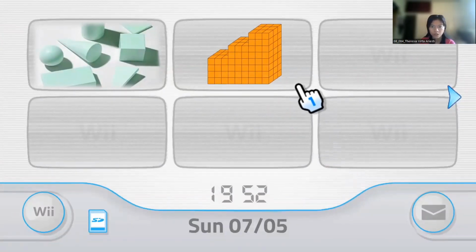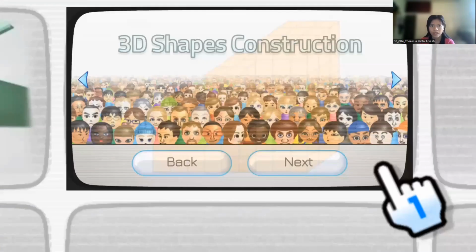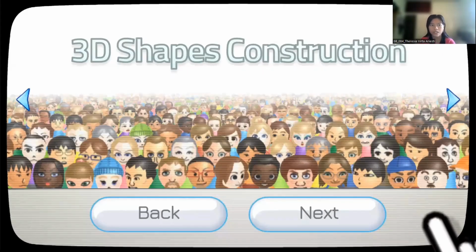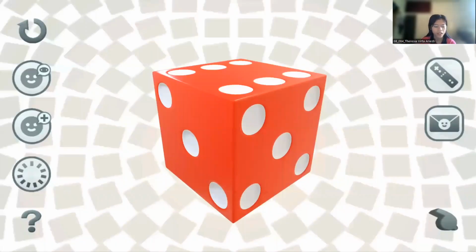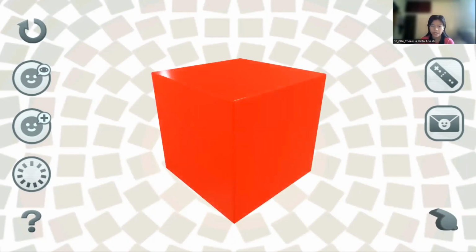So we're going to go to the second picture. We're going to discuss 3D shapes construction. So what do you see in the picture? Do you know what's the name of the object? Yeah, that's right. It's a dice. And what kind of shape is a dice? It's a cube. Dice is a cube.